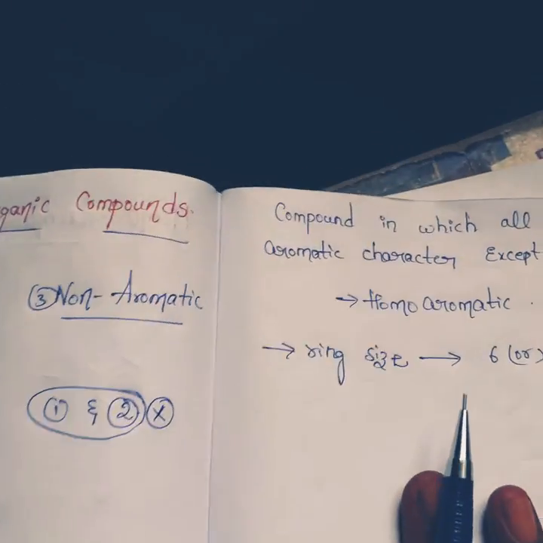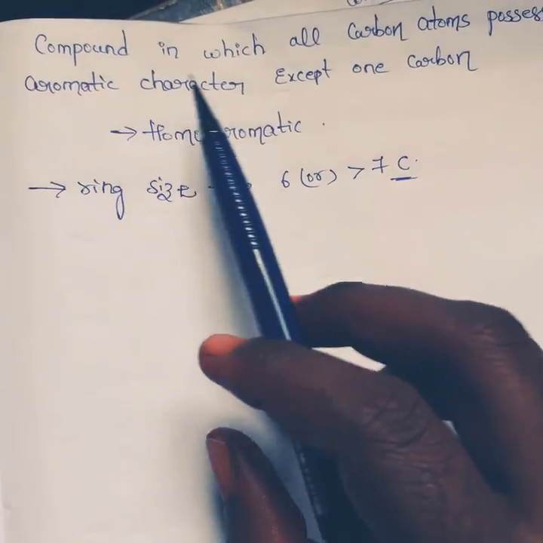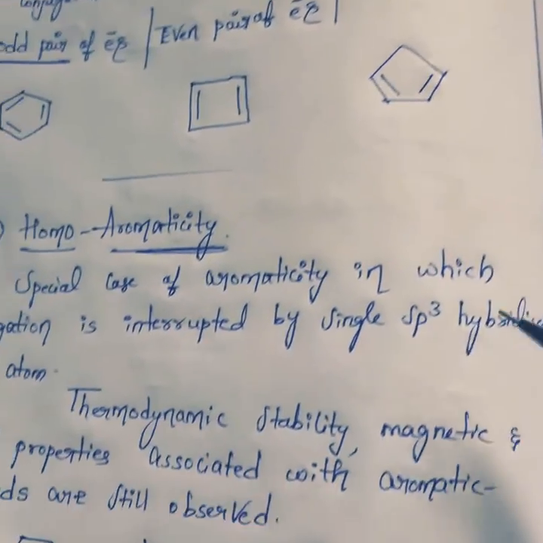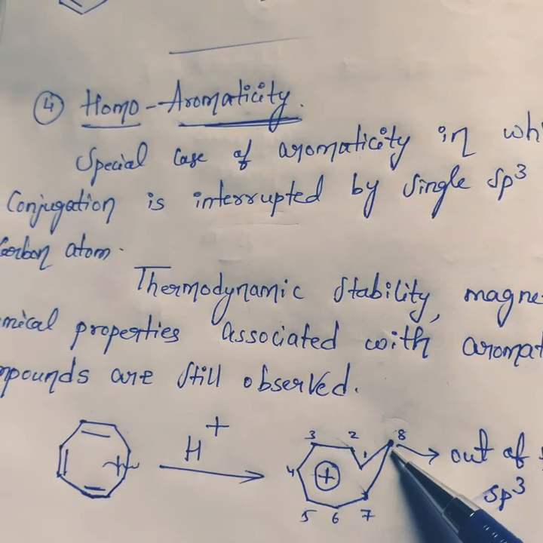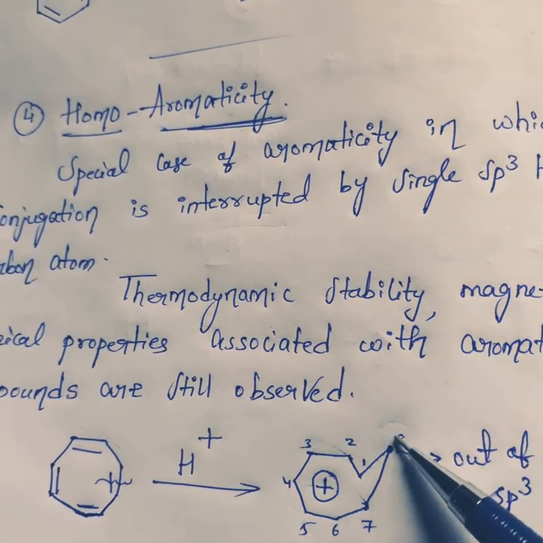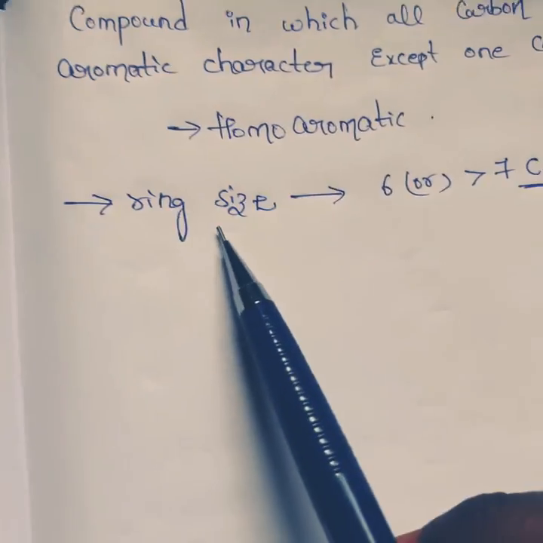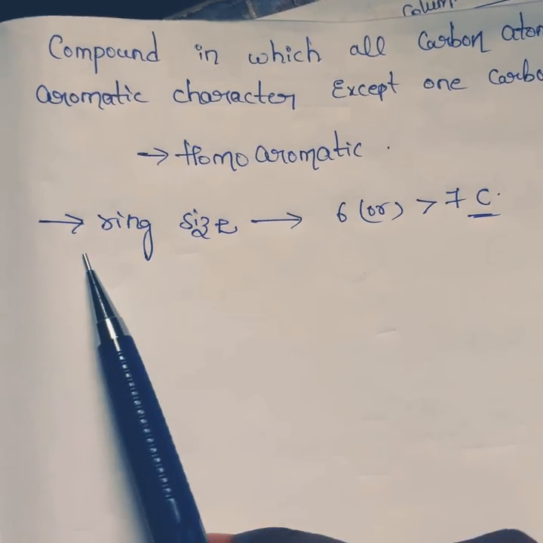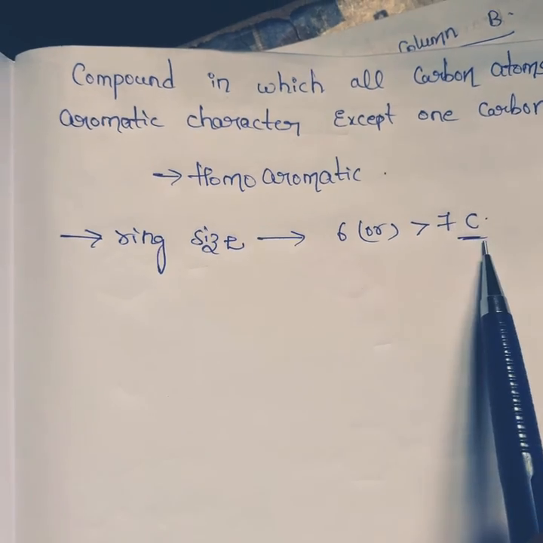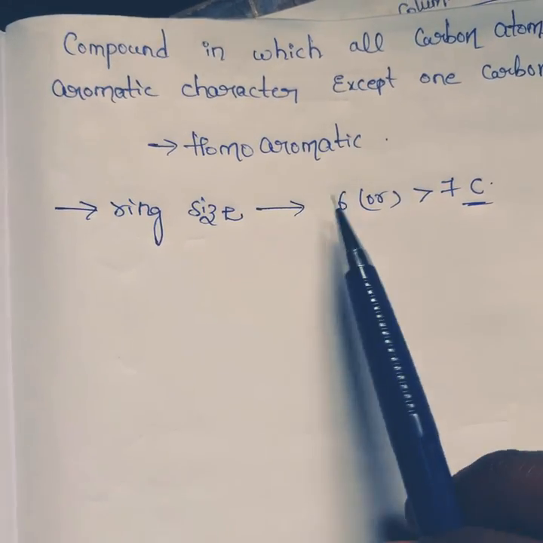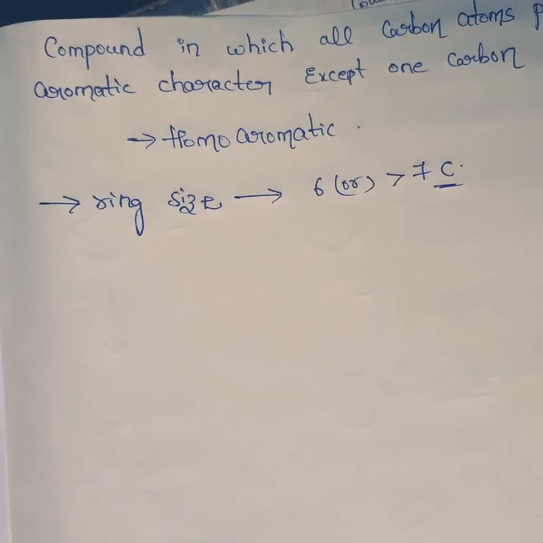Next, in this compound all carbon atoms possess aromatic character except one carbon. Here this carbon is not exhibiting aromaticity, because sp2 hybridization is not present; here sp3 is present. Next, to exhibit homoaromaticity, the ring size should be 6 or more than 7. So the number of carbon atoms may be 6 or more than 7. Only in this case can homoaromaticity be observed.